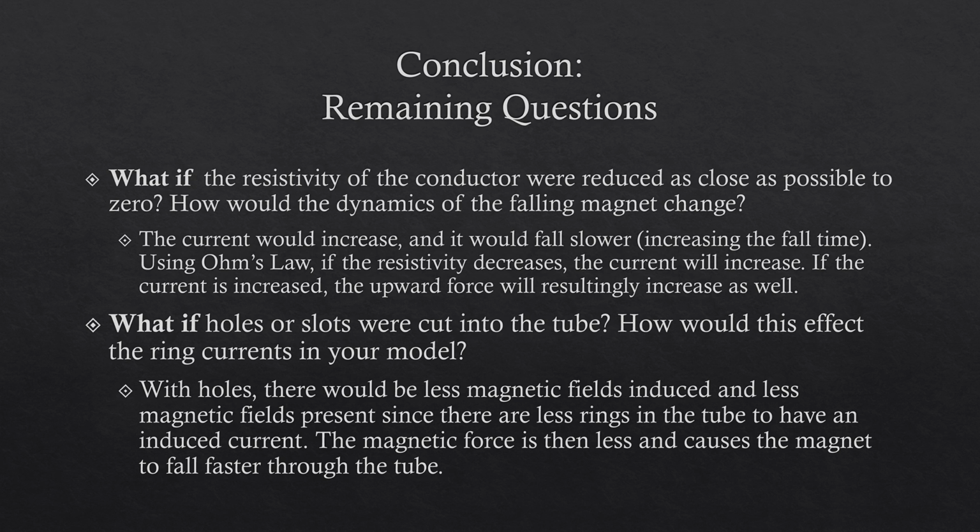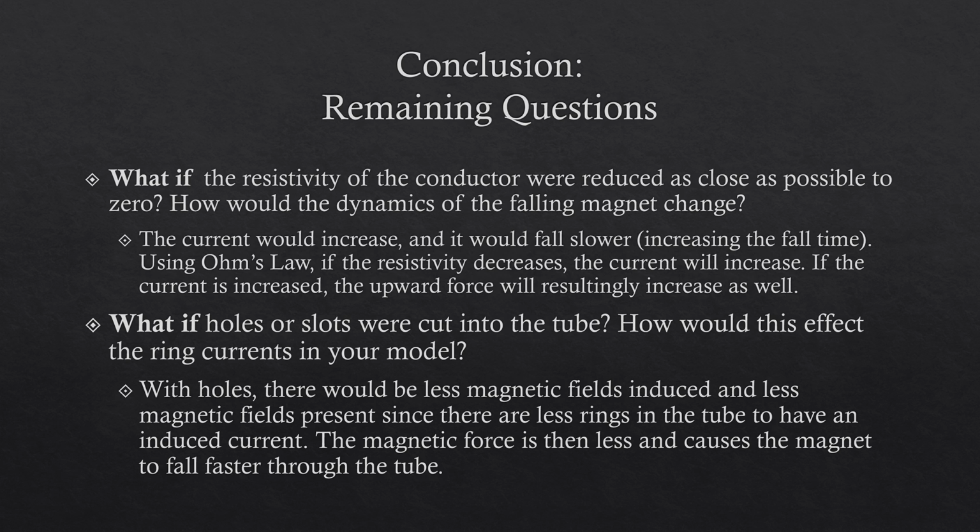Some remaining questions. What if the resistivity of the conductor were reduced as close as possible to zero? How would the dynamics of the falling magnet change? The current would increase and it would fall slower, which increases the fall time of the magnet. Using Ohm's law, if the resistivity decreases, the current will increase. If the current is increased, the upward force on the magnet will increase as well.